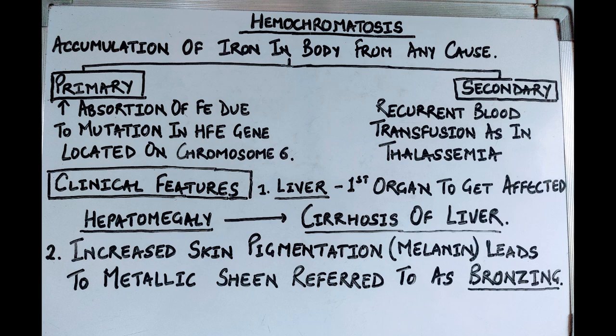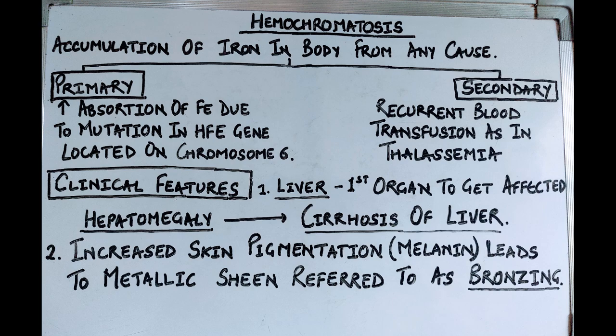First is primary hemochromatosis. It is increased absorption of Fe, that is iron, due to mutation in the HFE gene, which is located on chromosome 6. The second type is secondary hemochromatosis, which occurs due to recurrent blood transfusion as in thalassemia.